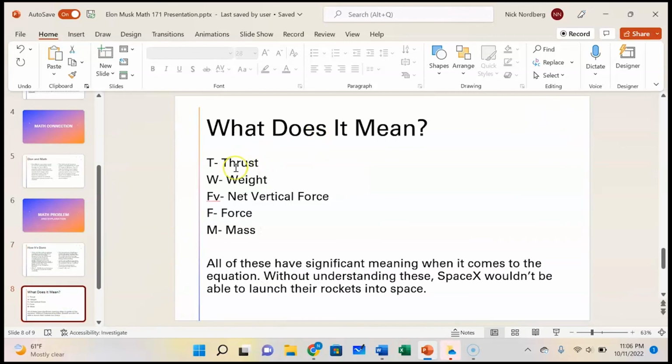And in here, just in case, I put in a couple extra little pieces, such as the T in the equation stands for thrust, W for weight, and F for net vertical force.